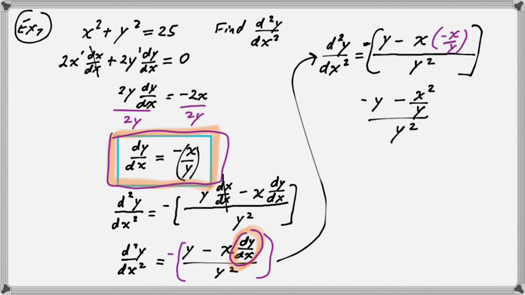Again, I'll never take a fraction within a fraction, so the opposite of dividing by y would be to multiply by y. So I do it over here. y times y becomes y squared. I multiply here, and I get minus x squared, and it's all over y to the third.